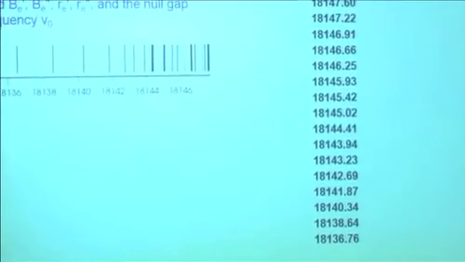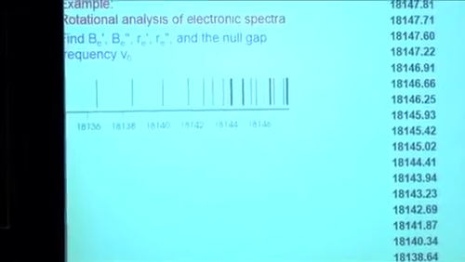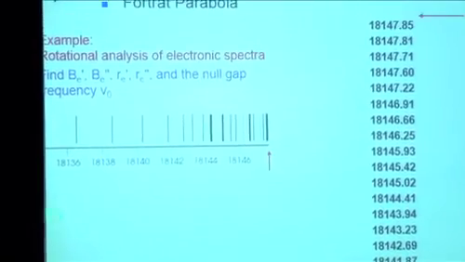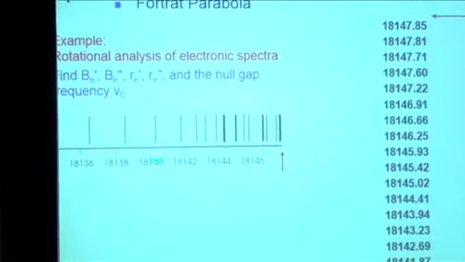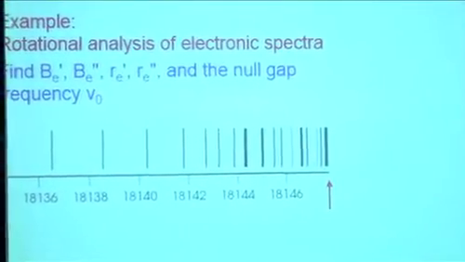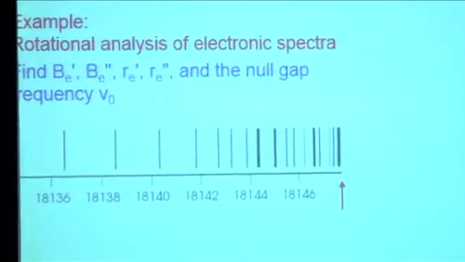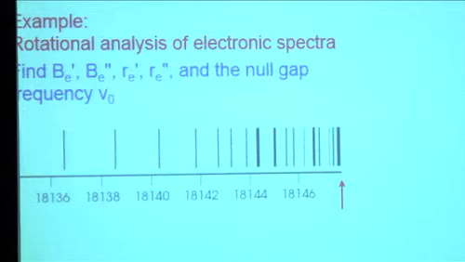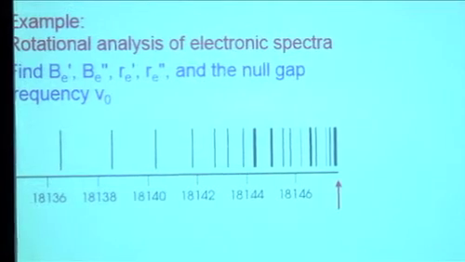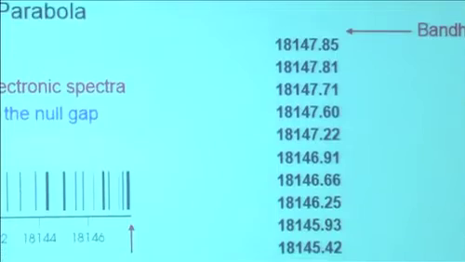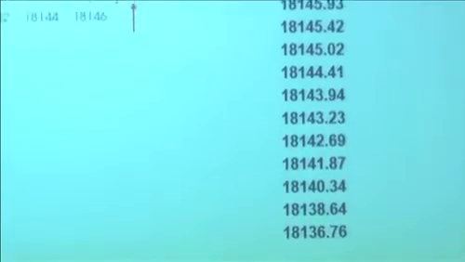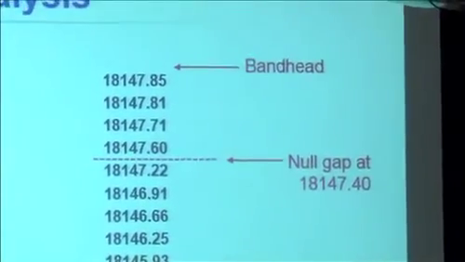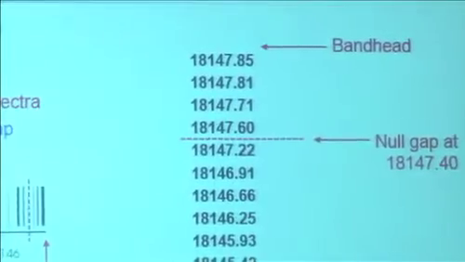So, what you do, typically, let's see how much information I've got on here. You go out to the end. That's the bandhead. These are frequency units. The bandhead is always out here. It can be either in the P branch or the R branch. If it's at the high frequency end, it's in the R branch. So that's the bandhead. So somewhere in here is the null gap. Somewhere in here is the information I need to get BE and BE double prime. How do I do that? Well, we can figure out that it's actually right here, and I'll show you how we do that.